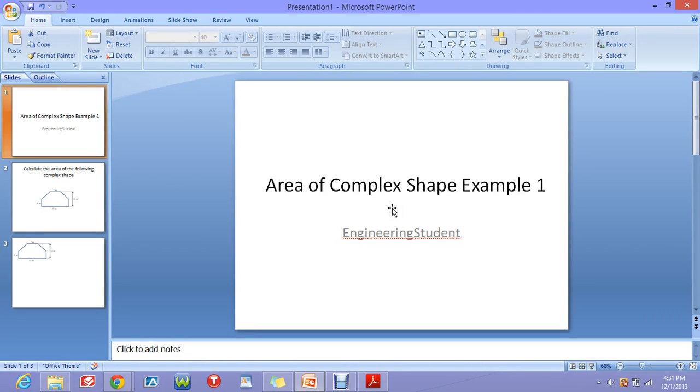Hello everybody. In this video we'll look at an example where we have to calculate the area of a complex shape. Okay, so let me go full screen and we'll get right started.